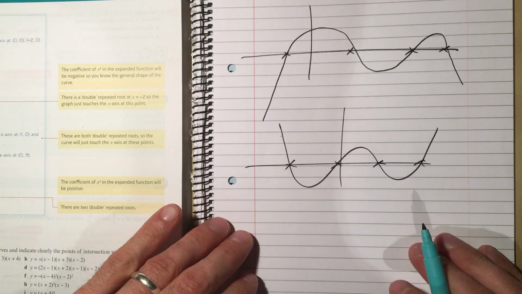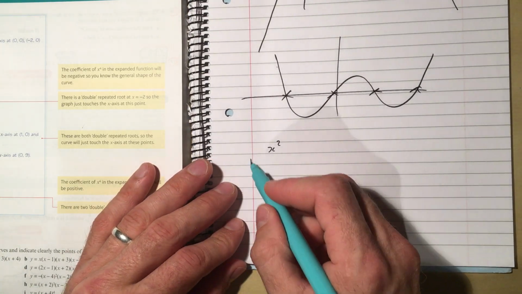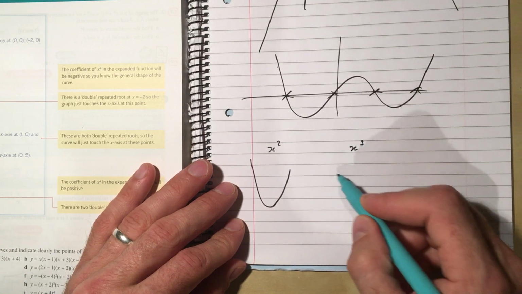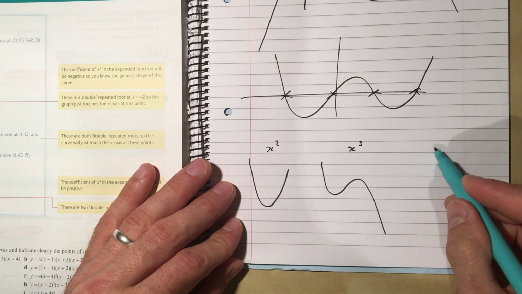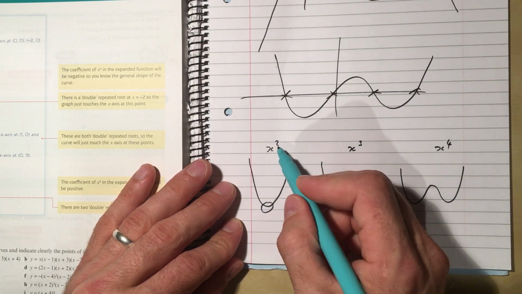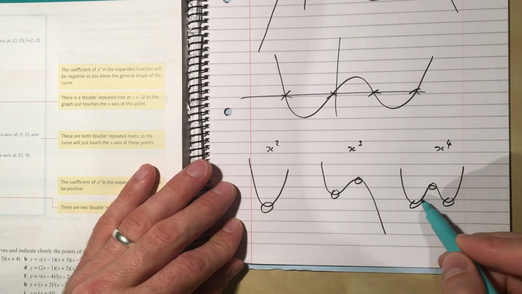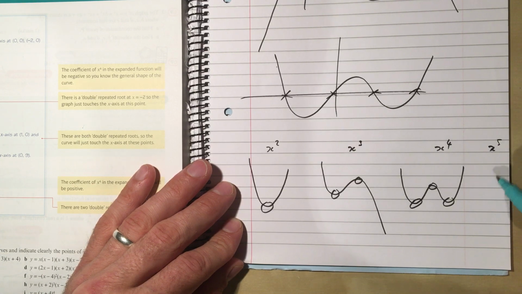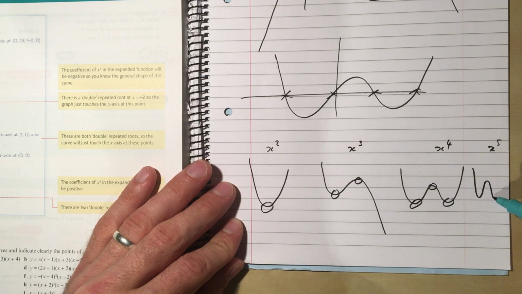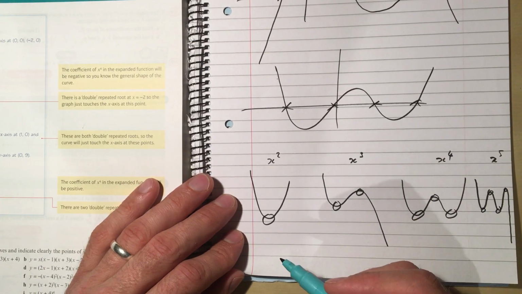And hopefully you're starting to see a pattern. A quadratic, where we have the biggest power on the x is x squared, looks like this. A cubic is this sort of shape. A quartic, so what do these look like? 1 turning point for x squared, 2 turning points for x cubed, 3 turning points for x to the power of 4, and x to the power of 5, a quintic, would have 1, 2, 3, 4 turning points. Okay?